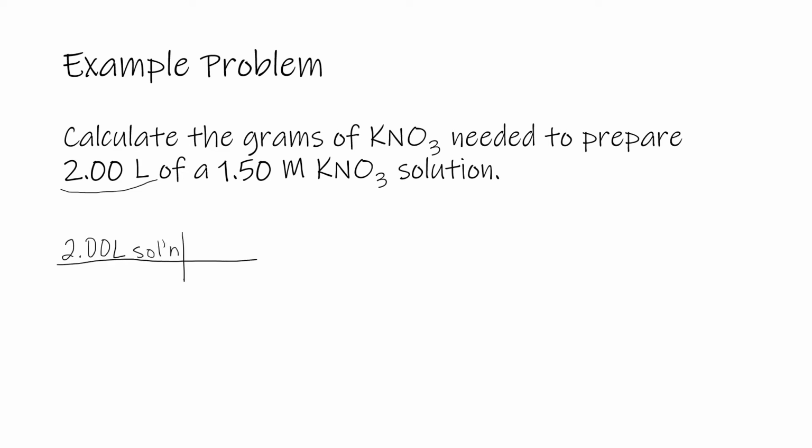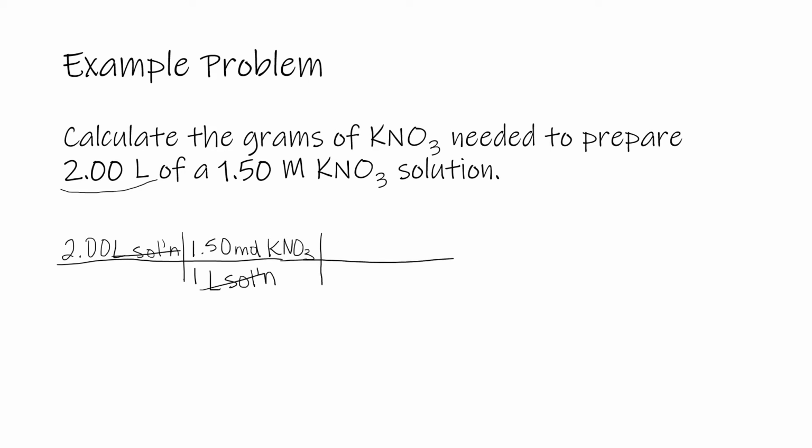And then we're going to use our molarity to convert between moles and liters. And so a 1.50 molar solution means that you have 1.50 moles of potassium nitrate in every 1 liter of our solution, potassium nitrate solution. So I'm going to write 1 liter of solution on the bottom and put 1.50 moles of potassium nitrate on the top. The liters cancel. And now we have moles.